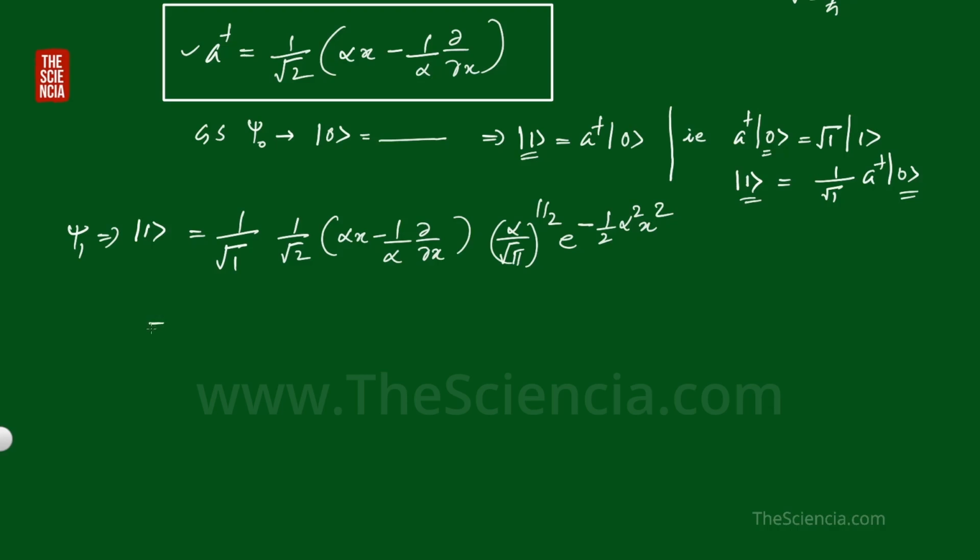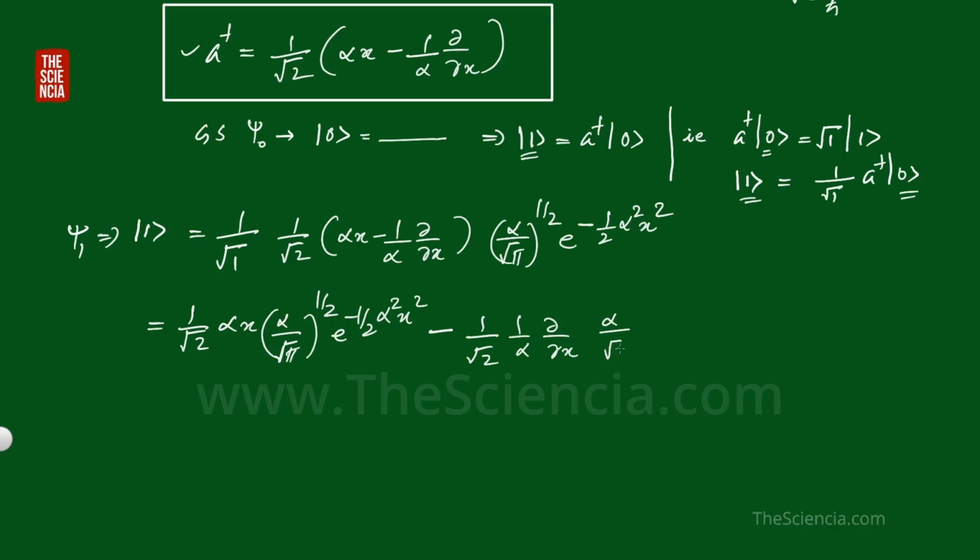That is equal to 1 by root 2 alpha x (alpha by root pi)^(1/2) e raised to minus half alpha square x square minus 1 by root 2 1 by alpha dou by dou x of (alpha by root pi)^(1/2) e raised to minus half alpha square x square. So we have to take dou by dou x of this entire thing, right?